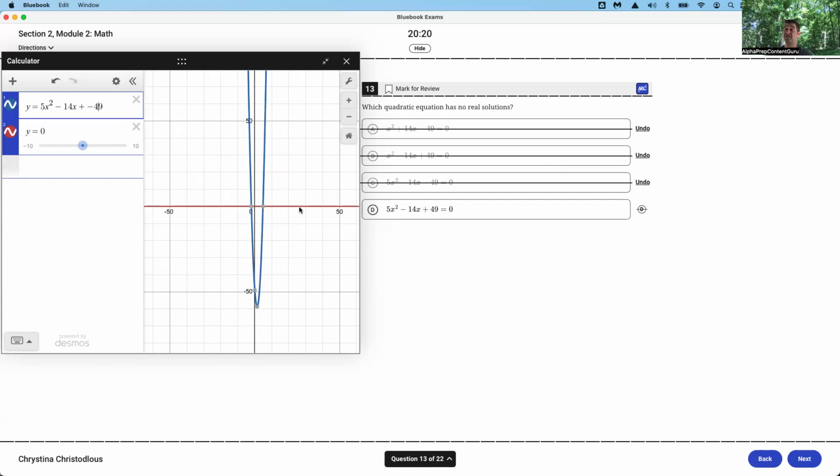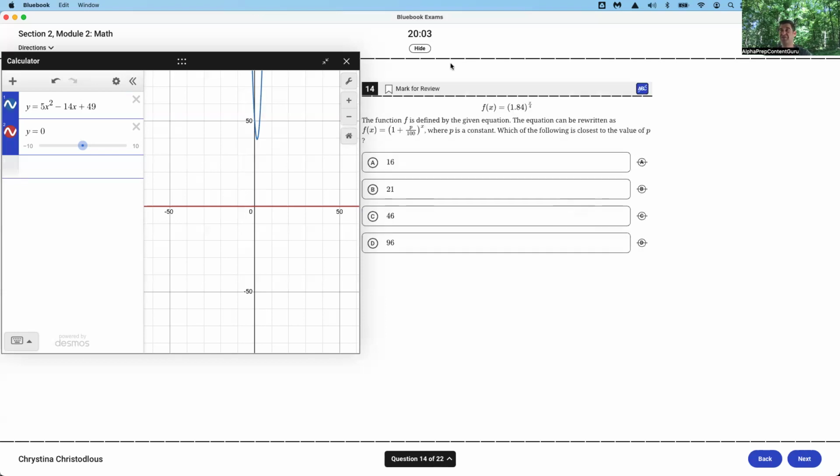All right, there's still two solutions, so this one is gone. Plus 49, plus 49. Either way, they do not cross. D is my answer. There are no solutions. Sorry for the slight snafus, but we're good. We've only gone 15 minutes and we're already on number 14.